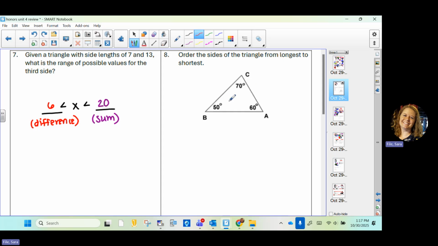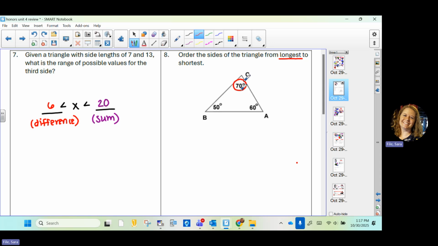So when you have the angle measures, look for, in this case, we're starting with longest. Okay. So the longest side will be across from the largest angle. So which of these angles is the largest?